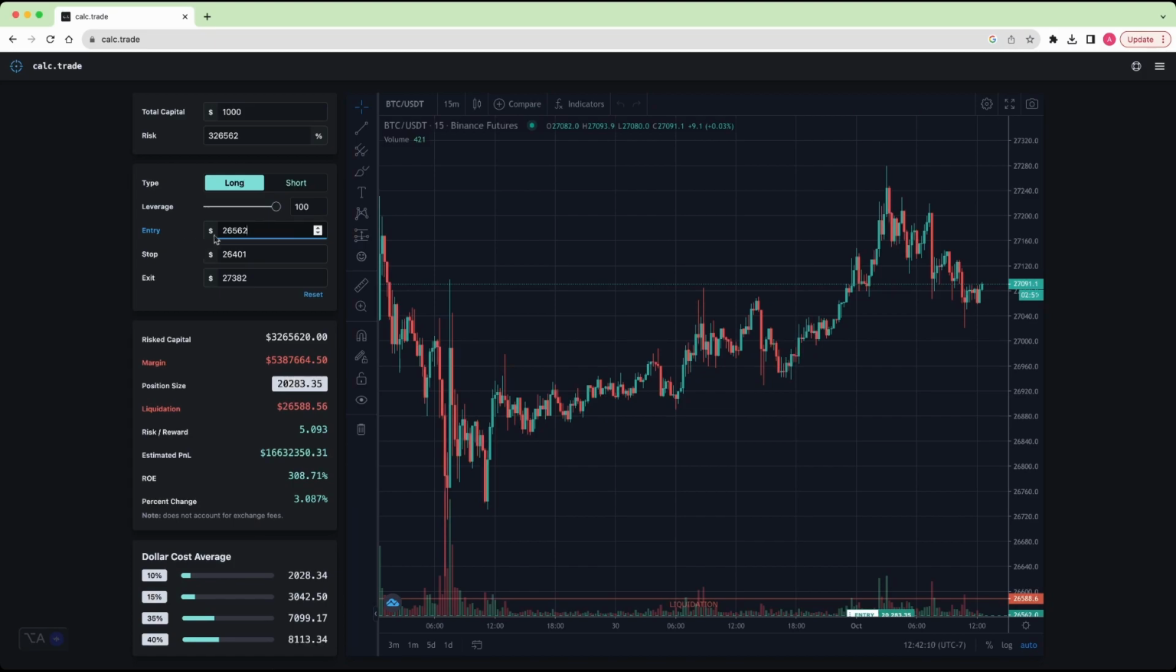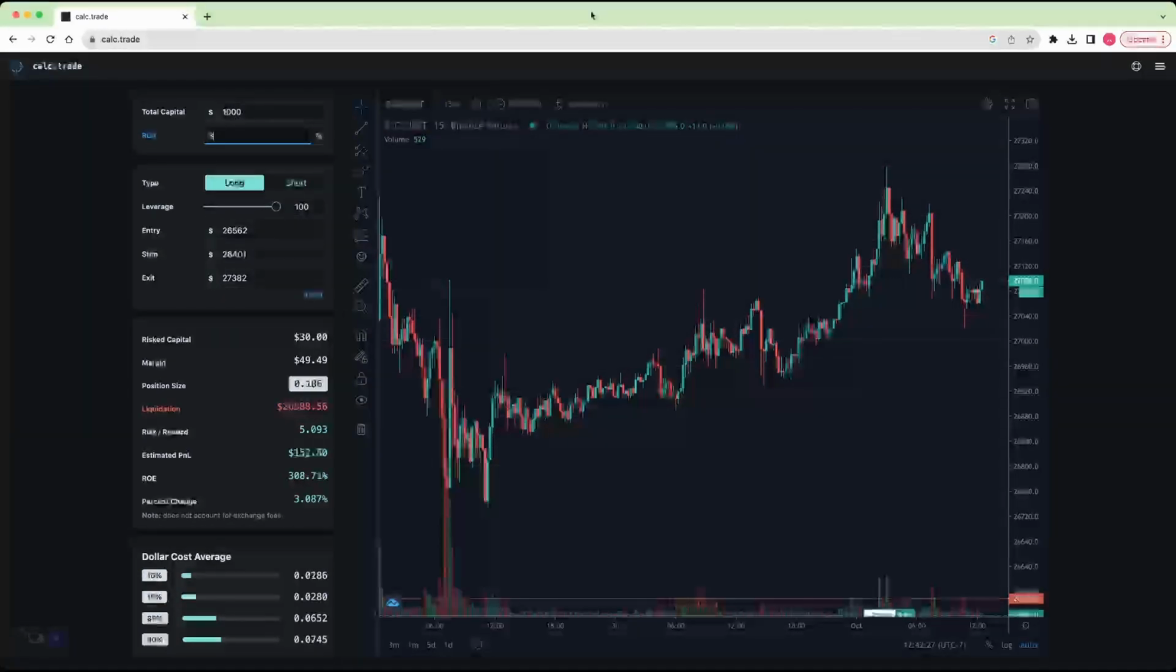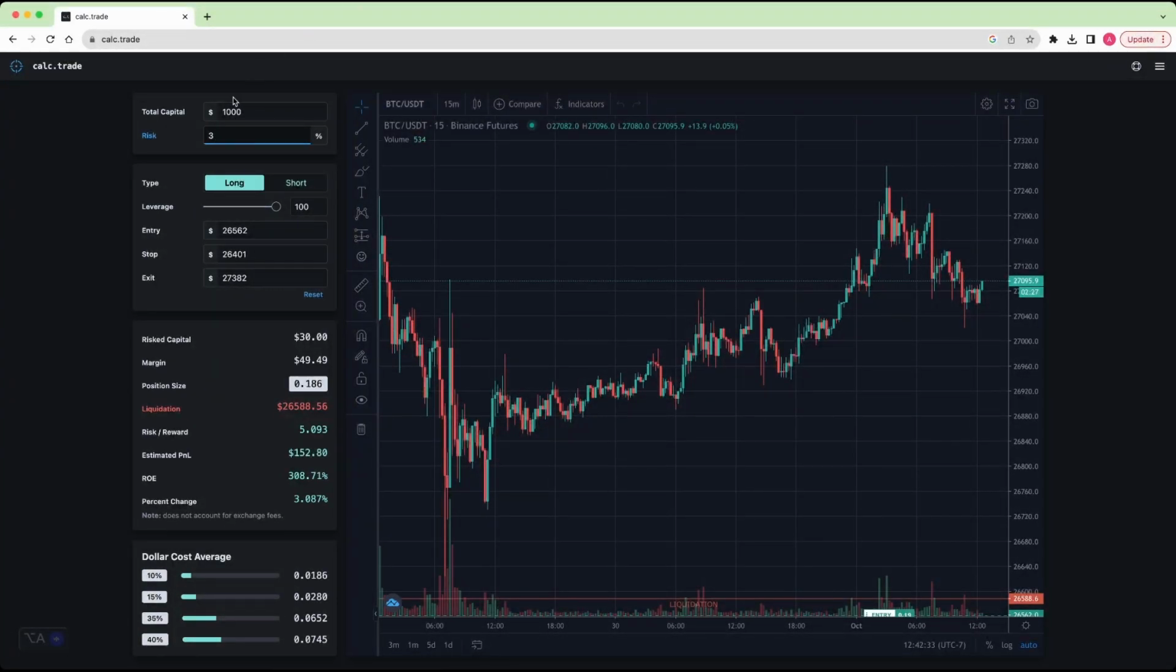26,562. There you go. Stop was 26,401. Risk is 3%. Okay, so there we go. What this is telling us is, I've told this platform what my entry is and what my stop is. They're the two key components, and how much is in my account.